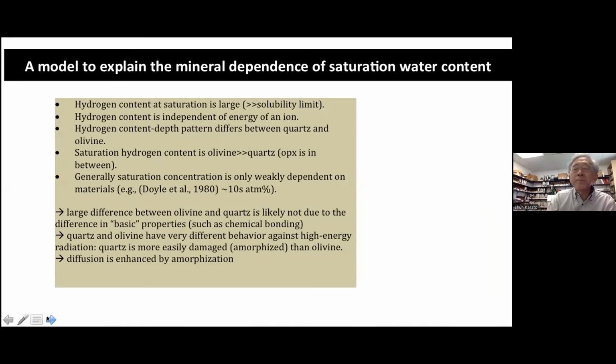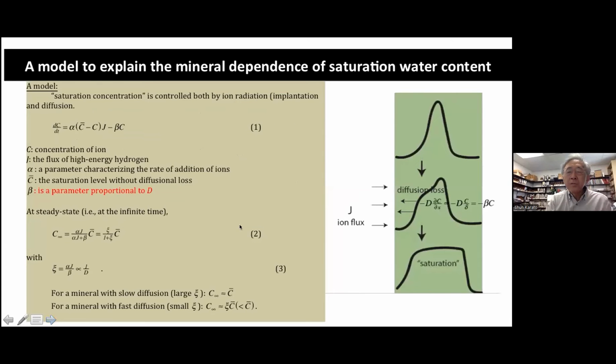So now I'd like to discuss the possible model to explain the mineral sensitivity of the saturation level. Olivine is much higher than quartz. To develop this model, maybe it's too much detail, so I will quickly go to this one. I assume two processes control the profile of hydrogen inside of a material. One is the addition of hydrogen from the high energy source, in our case the laboratory source of high energy hydrogen. In the case of the solar system, this is the solar wind.